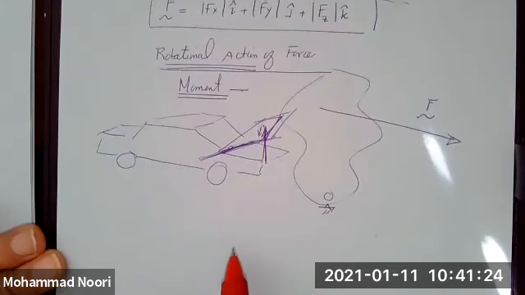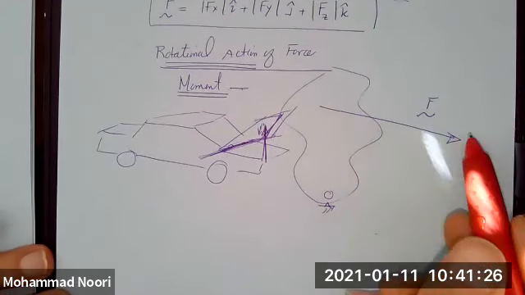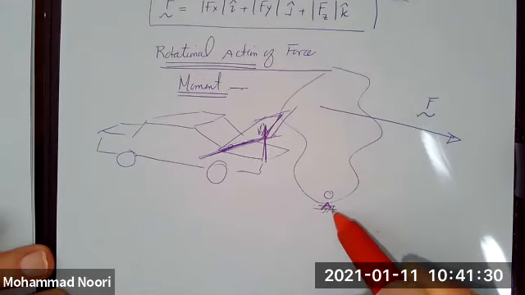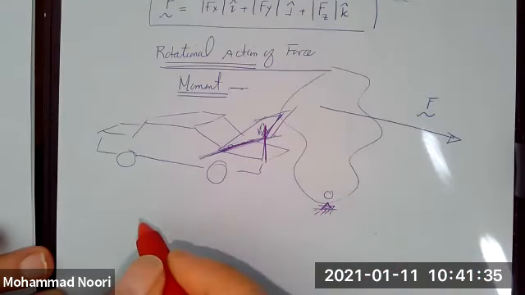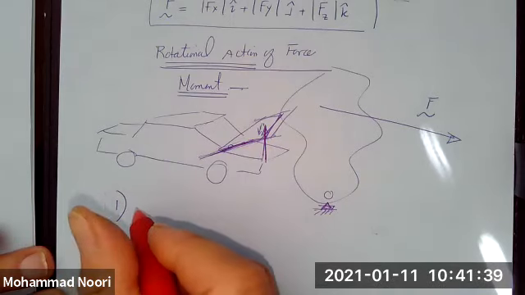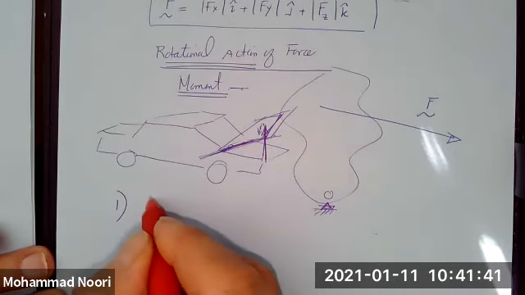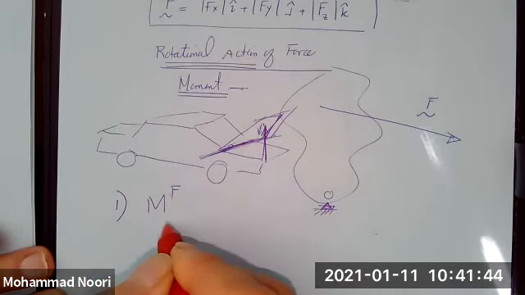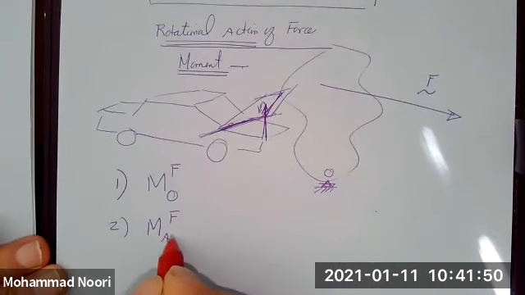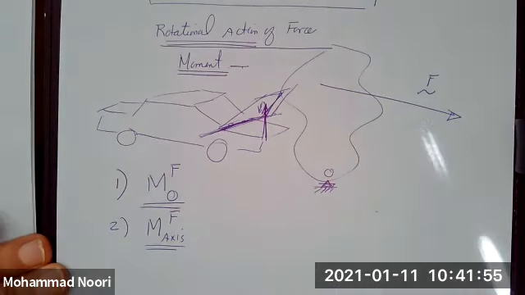But if you're only interested to find the rotational action of a force about a point, we call that rotational motion about a point. We're going to discuss both of these. So moment is either to find the rotational action of a force about a point, or the rotational action of a force about an axis. And we're going to discuss both of them.